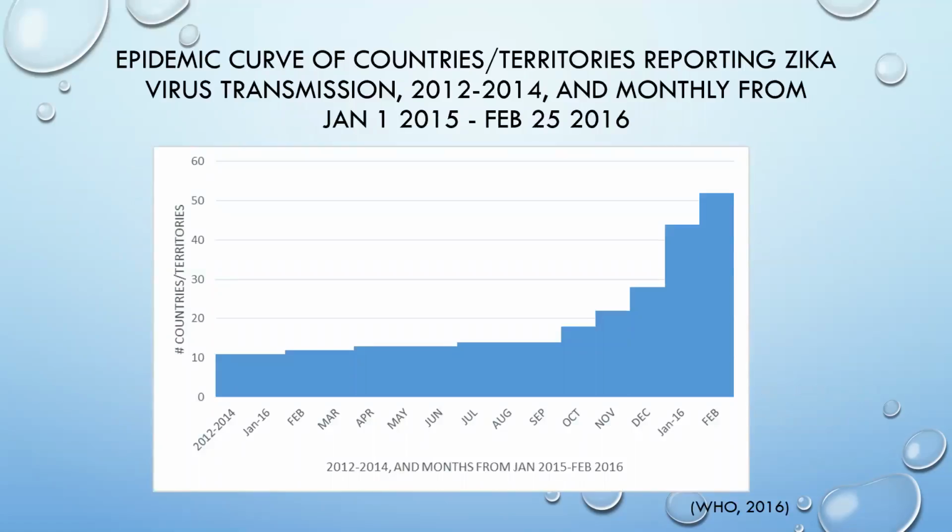This is a depiction of an epidemic curve of countries and territories reporting the Zika virus transmission either locally, through travel, or sexual transmission from 2012 to February of 2016. So I constructed this to take a look at the virus's time trend and depict a sense of the illness's magnitude. You can see where it began and then it went up, and hopefully we will find that the territories reporting the Zika virus transmission will go down.